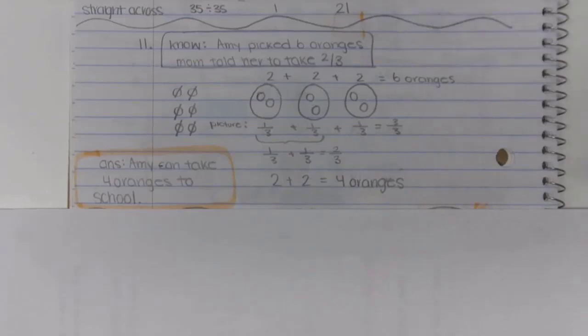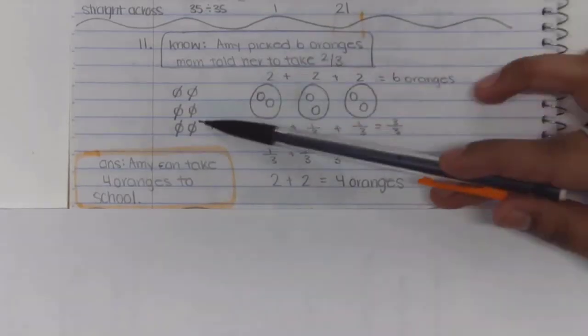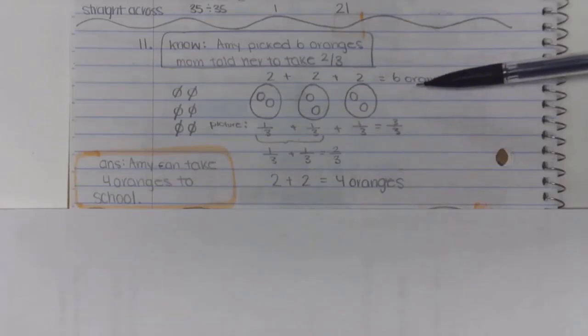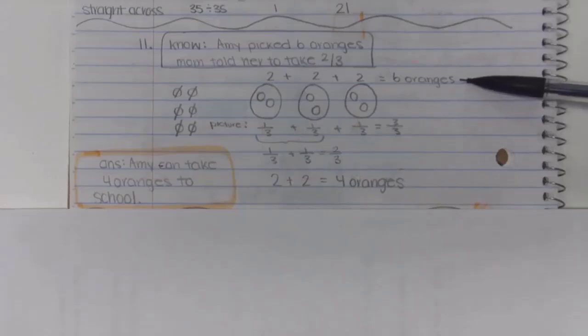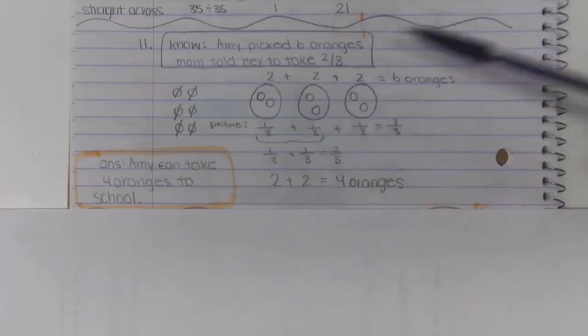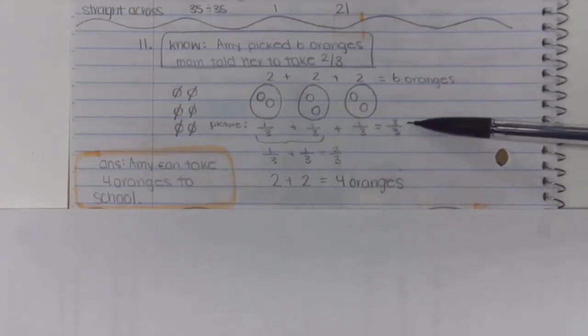2/3. So I started by drawing 6 oranges and 3 groups, and I added one orange to each group until there was none left. And there's 2 oranges in each group, which equals 6 oranges. And each group equals 1/3. So 1/3 plus 1/3 plus 1/3 equals 3/3.